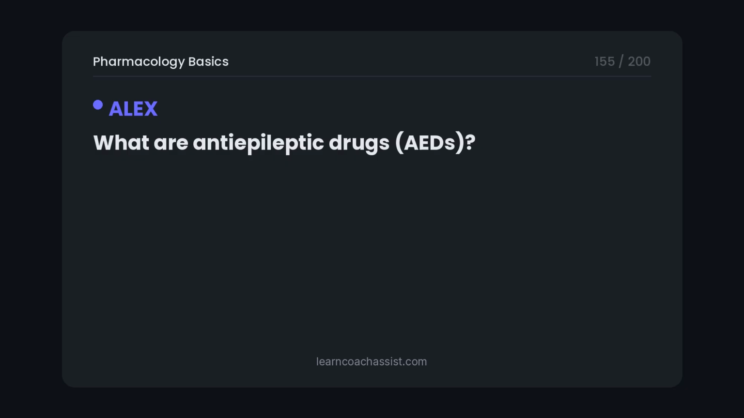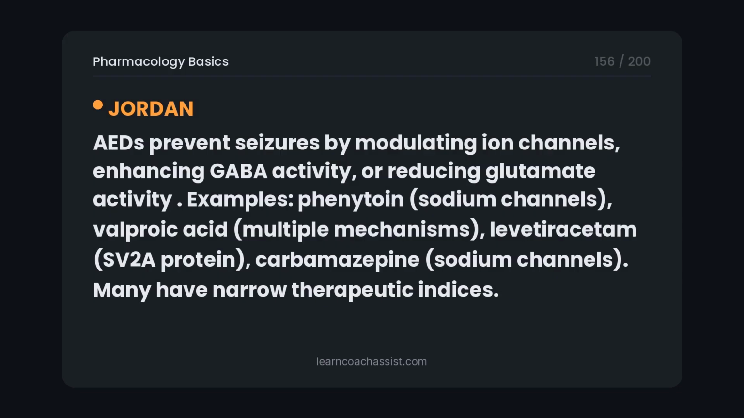What are anti-epileptic drugs, AEDs? AEDs prevent seizures by modulating ion channels, enhancing GABA activity, or reducing glutamate activity. Examples: phenytoin, sodium channels; valproic acid, multiple mechanisms; levetiracetam, SV2A protein; carbamazepine, sodium channels. Many have narrow therapeutic indices.